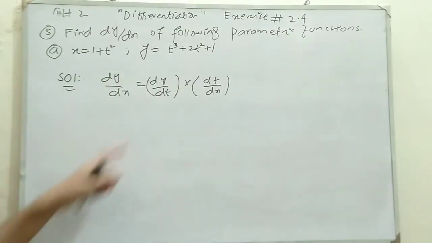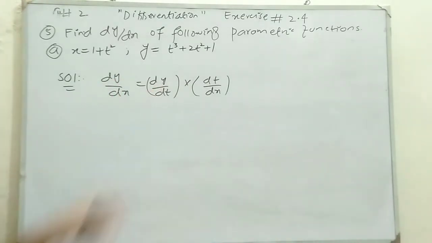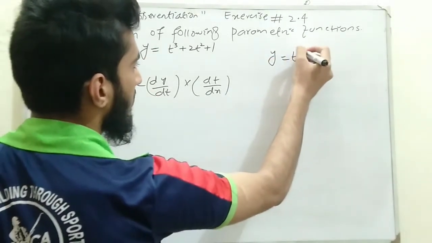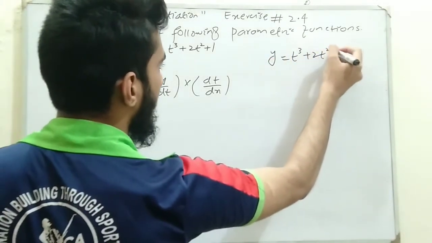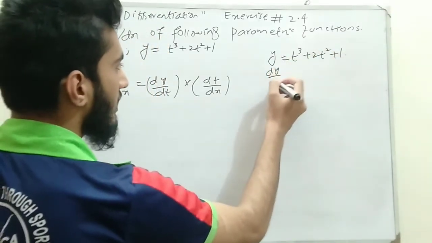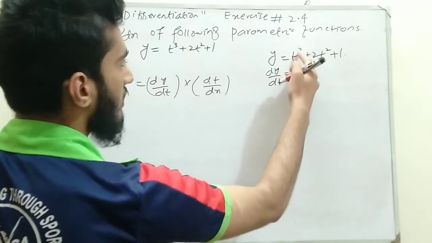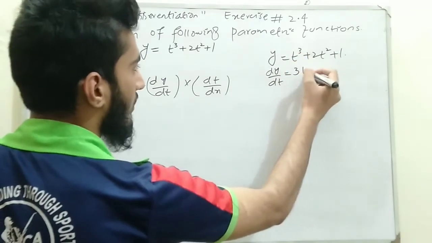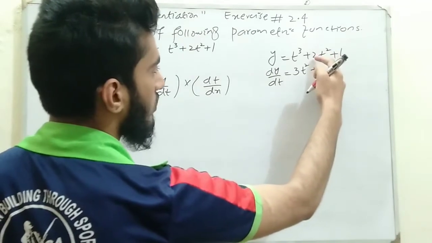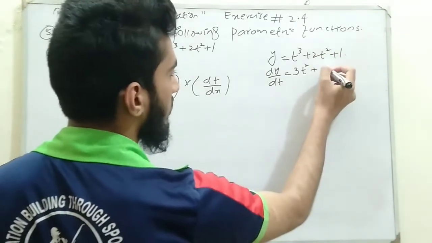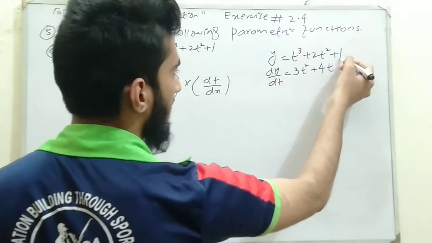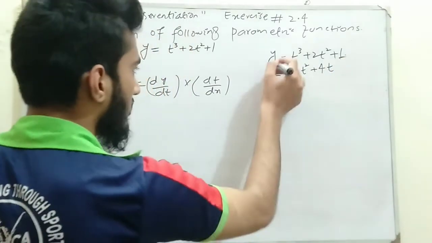So first we are going to find the derivative of y with respect to t. Our y function is t cube plus 2t square plus 1. Differentiate both sides with respect to t, so dy by dt will be equal to 3t square, because the 3 comes to the front and we subtract 1 from the power. Taking the derivative of the next term, the 2 comes to the front and multiplies with 2, giving us 4, and subtracting 1 from the power it becomes just t, and the derivative of the constant is 0. This is dy by dt.